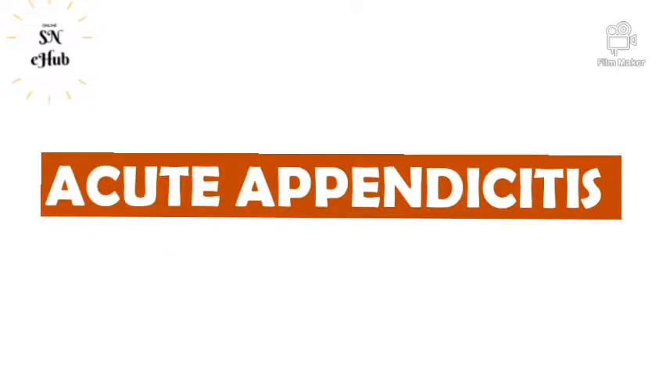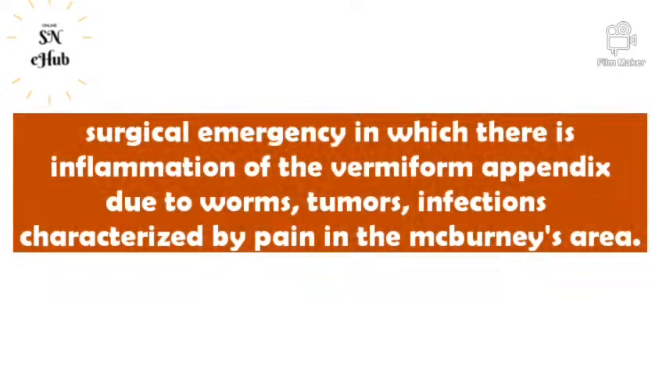So acute appendicitis is simply an inflammation of the vermiform appendix, which can be due to some worms, tumors, systemic infections, and some enlarged lymphoid tissues. Acute appendicitis can be characterized by pain in the McBurney's area.